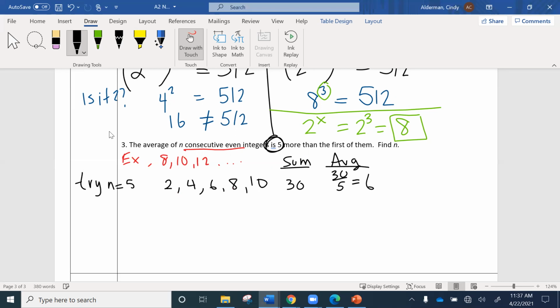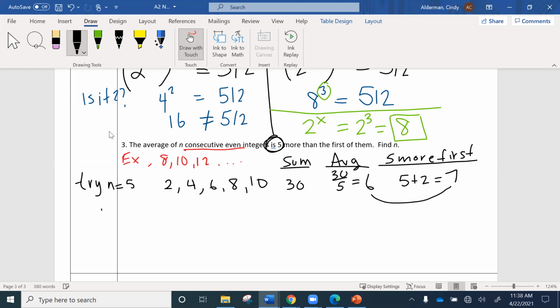So 5 more than the first. Well, the first number is 2, so that is equal to 7, right? So the average is not equal to 5 more than the first. So you're going to try a different number of consecutive even numbers.